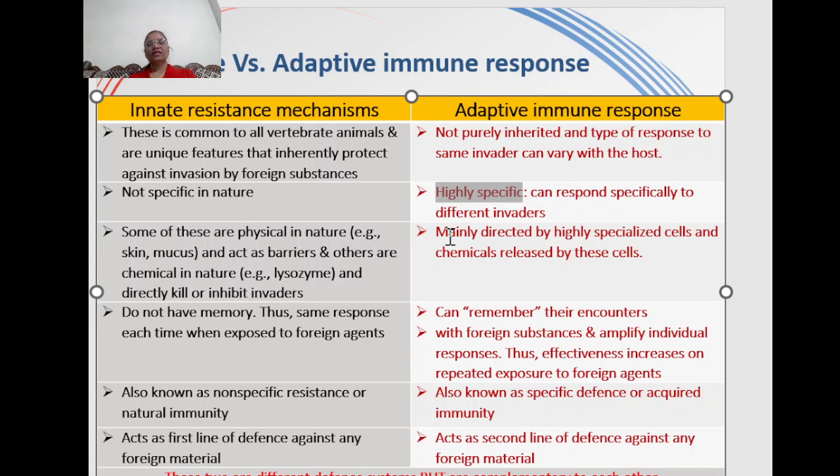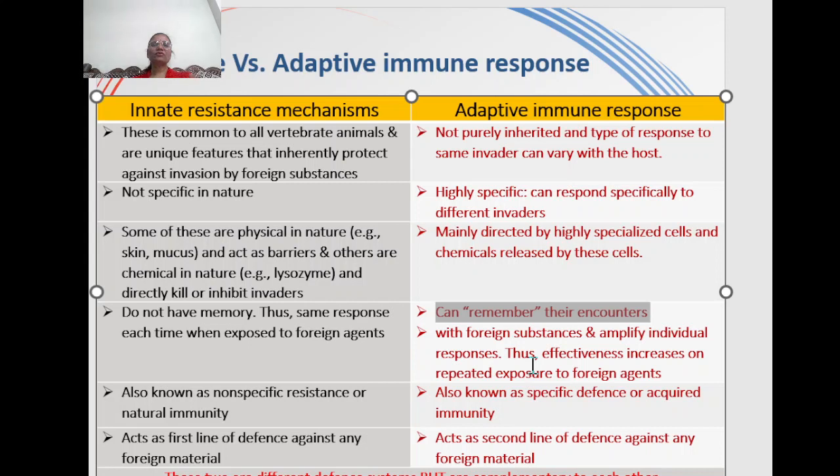It is directed by highly specialized cells and chemicals. This type of response, as it is specific, requires specific types of cells to generate it, right? So specific cells are involved in generating this response, and they also release some specific chemicals for that purpose. This type of response has the capability to remember. It retains the memory of primary exposure.